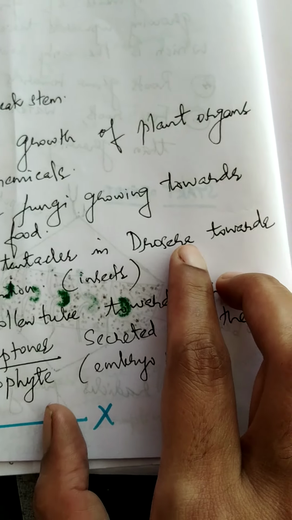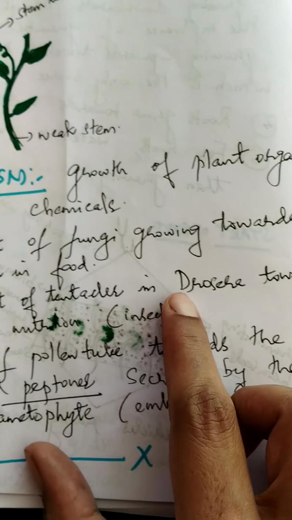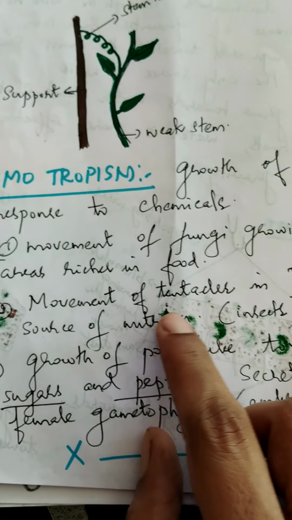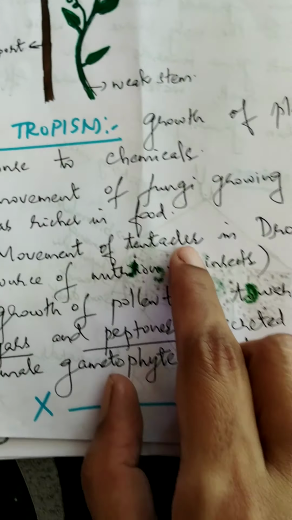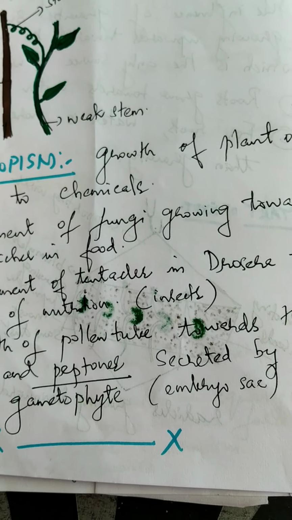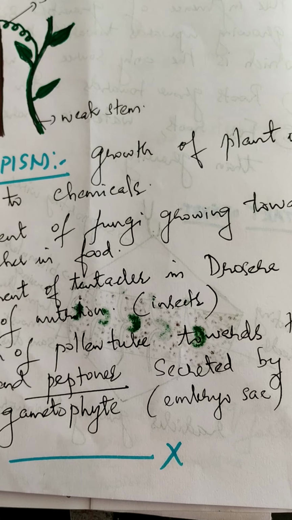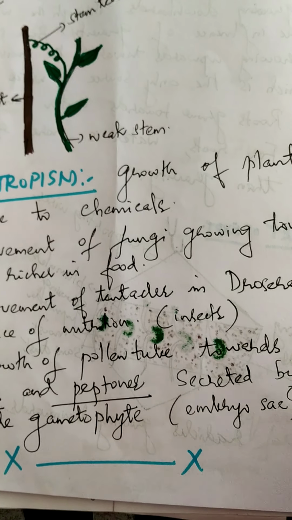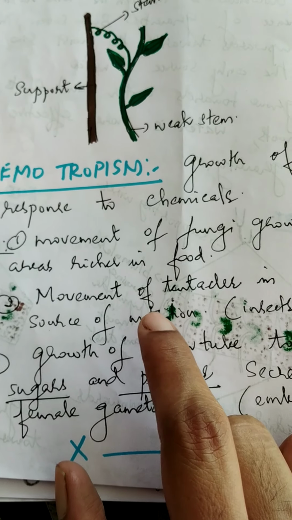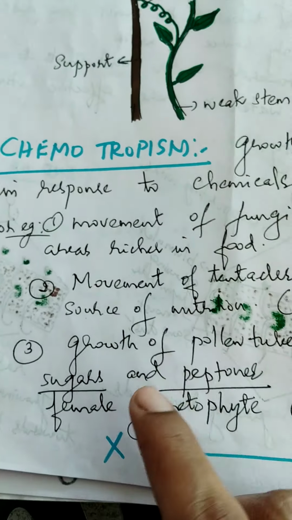Movement of tentacles in Drosera towards the source of nutrition is another example of chemotropism. Drosera is an insectivorous, carnivorous plant and it feeds on insects. The tentacles are used for capturing the insects. The Drosera plant, also known as sundew, has leaves with mucilaginous glands, and these help in the digestion of the insects captured by the tentacles. So in Drosera, the movement of tentacles towards the source of nutrition is an example of chemotropism.